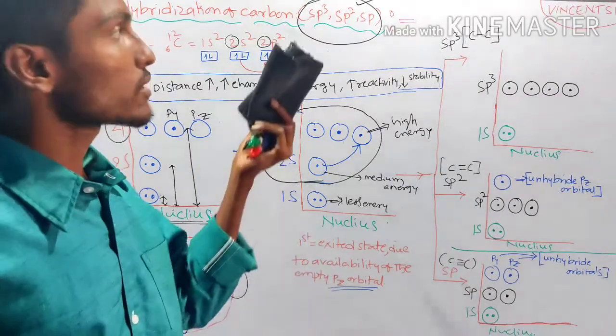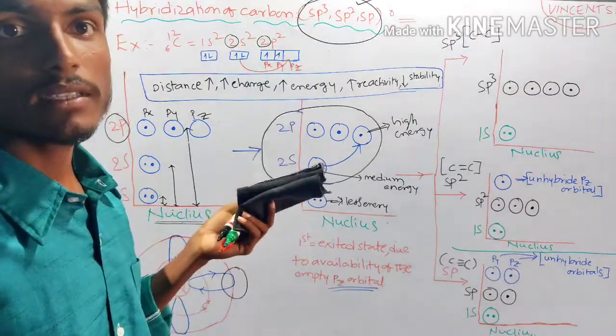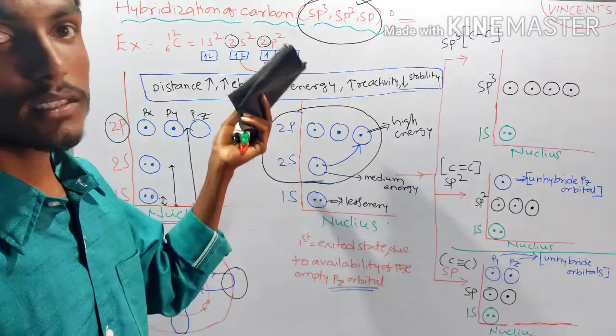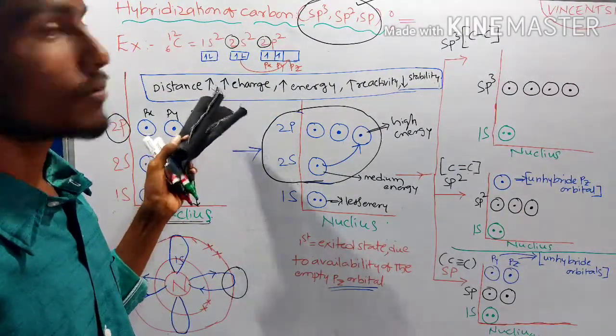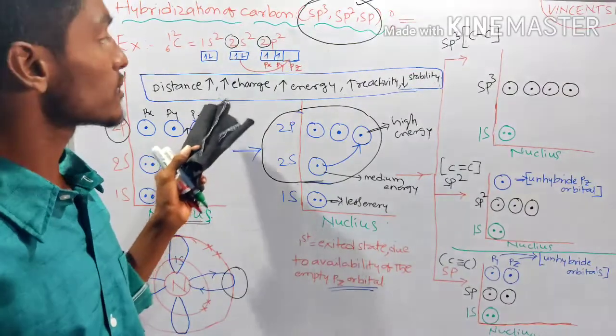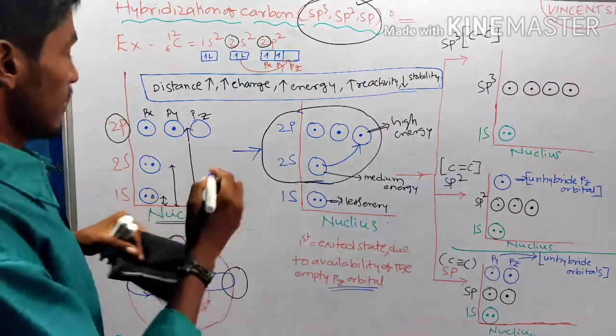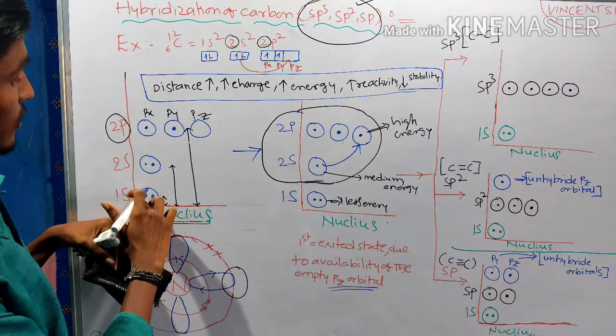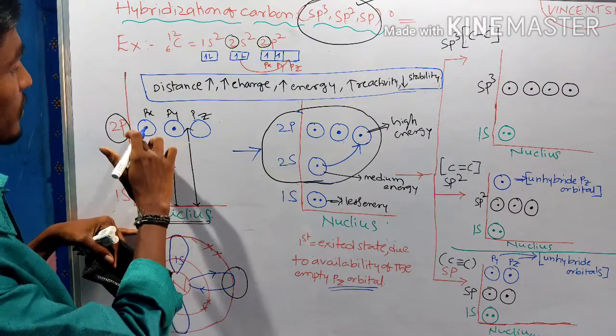Now in the hybridization topic, there is a remaining part: the hybridization of carbon. Before we enter into the hybridization of carbon, there is a small relationship. This is the nucleus, and these are the 1s orbital, 2s orbital and 2p orbital.